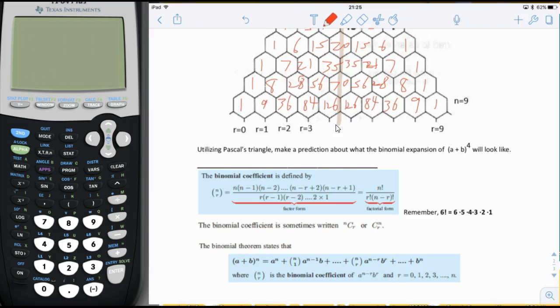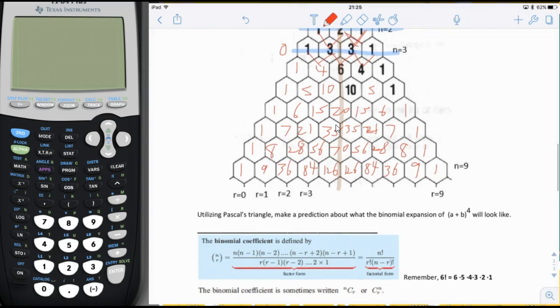Okay, so using Pascal's triangle, make a prediction about what the binomial expansion of a plus b to the 4th will look like. So to the 4th, that would be this row here. So we would be looking at something like 1, 4, 6, 4, 1. Those would be the coefficients. And then what would the terms be?